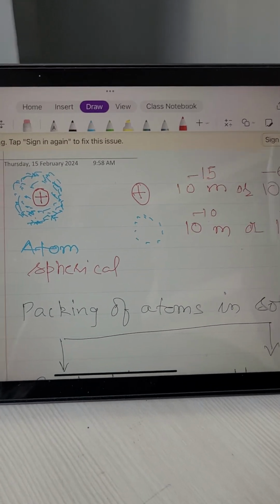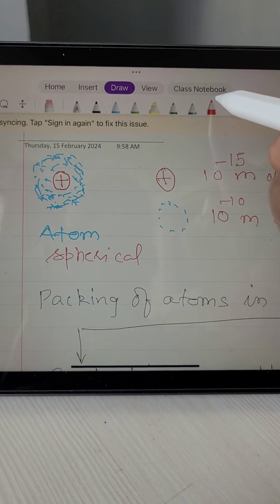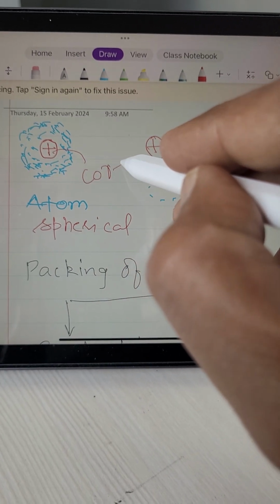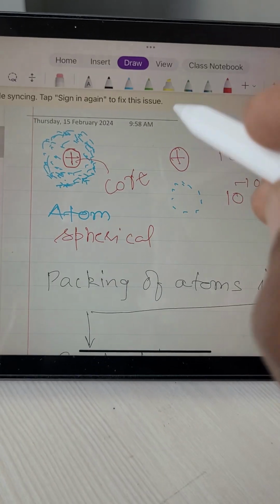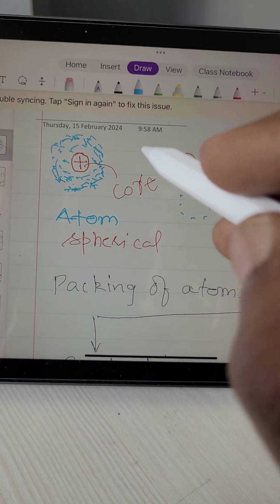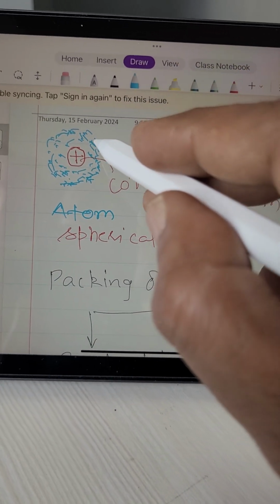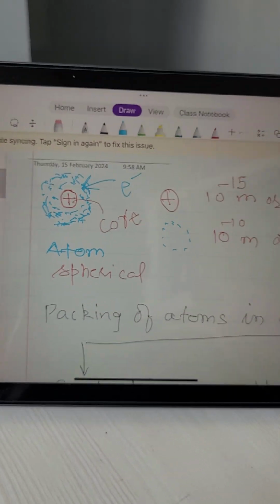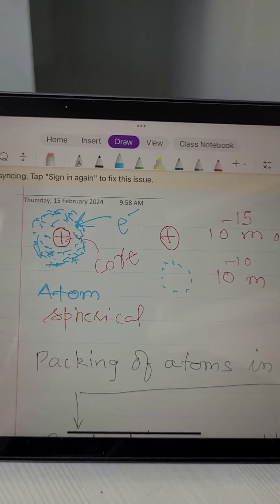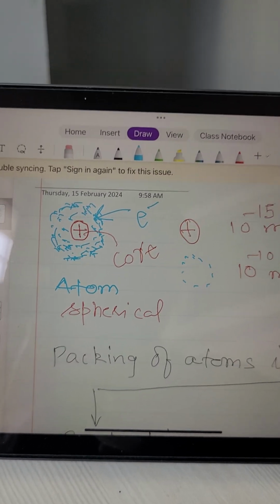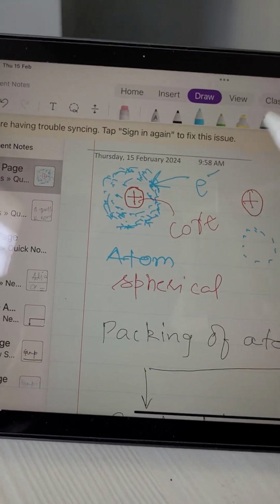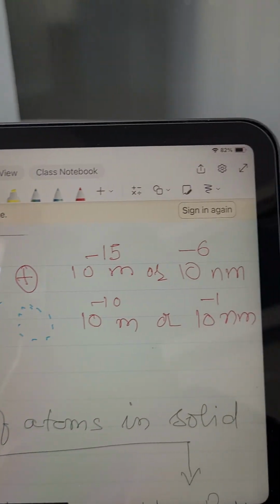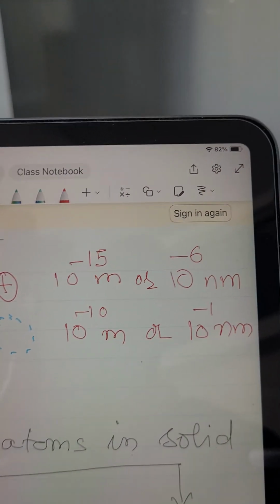Okay? So I can write it now. This is basically the core. Right? And these are delocalized electrons. There is no space, so I can write only electron. These are delocalized. Memorize it. Electrons are delocalized and the core or kernel is fixed. Understood? Now see the size ratio.